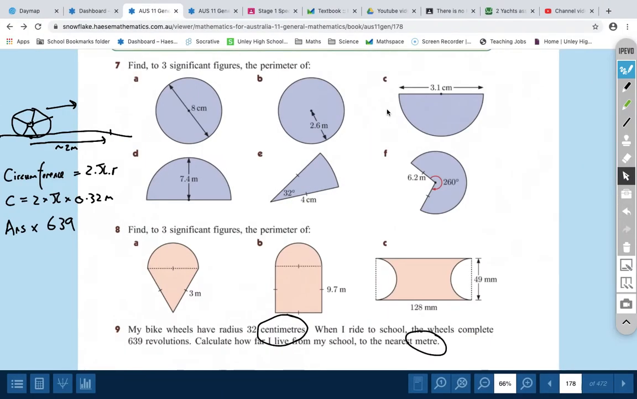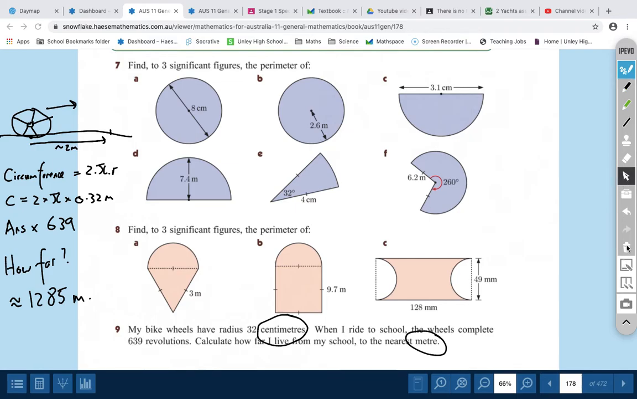1285. So the final answer: how far do I live from the school? Well, it was approximately 1285 metres, because we rounded it, okay? All right, let's move on to the next one.